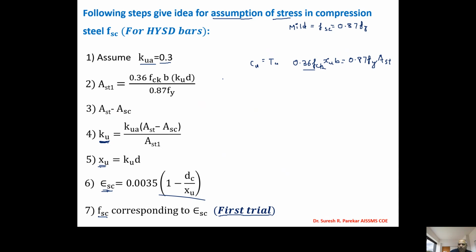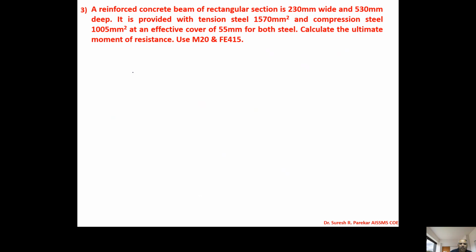So now we will go with 1 problem. So now we have this problem. A reinforced concrete beam of rectangular section 230 mm wide and 530 mm deep is provided with tension steel, given as 1570 mm square, and compression steel 1005 mm square. Effective cover is given 55 for both steel. That means we have the effective cover on the tension side and compression side the same, and most of the time we have this cover the same. And then we have to use M20 and Fe415.